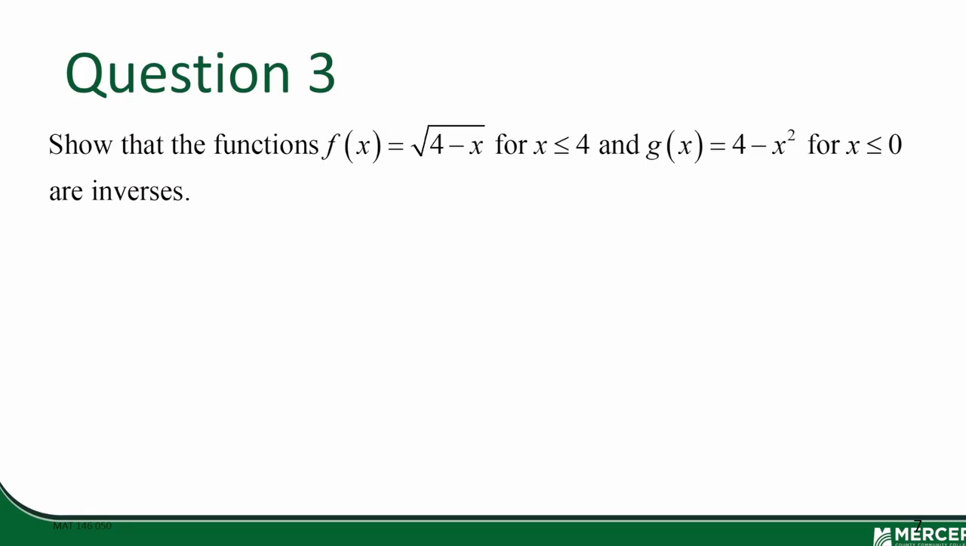So f of x is the square root of 4 minus x for x less than or equal to 4, and g of x is 4 minus x squared for x less than or equal to 0. Show that these are inverses. F of g, f of 4 minus x squared.